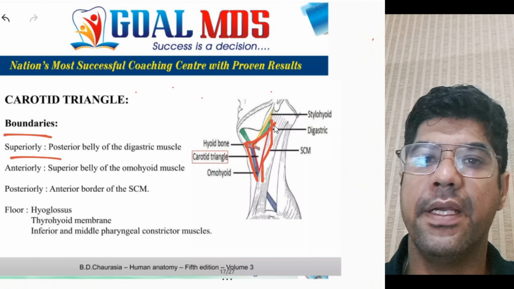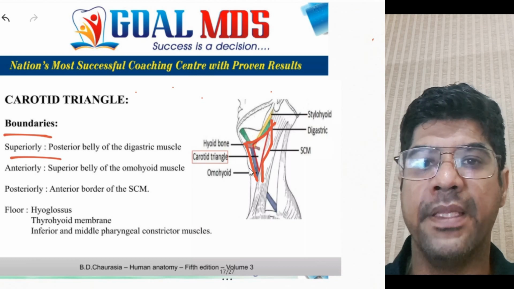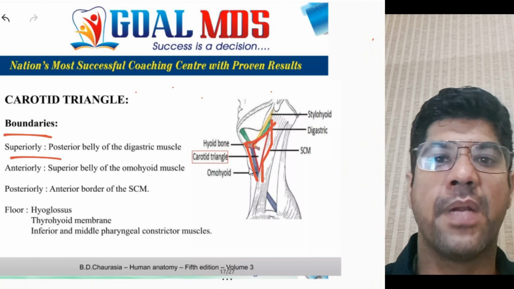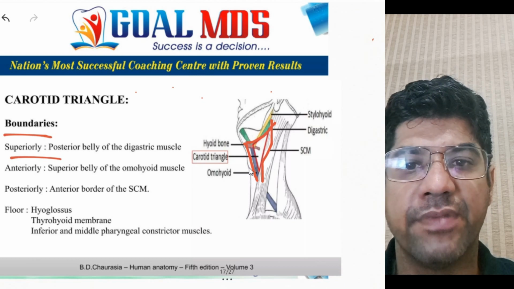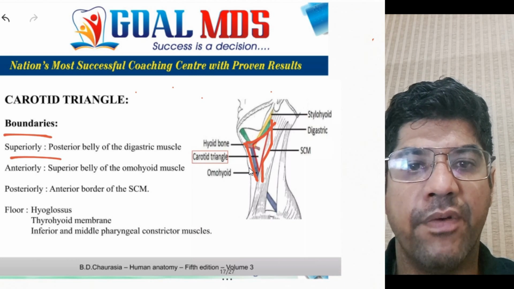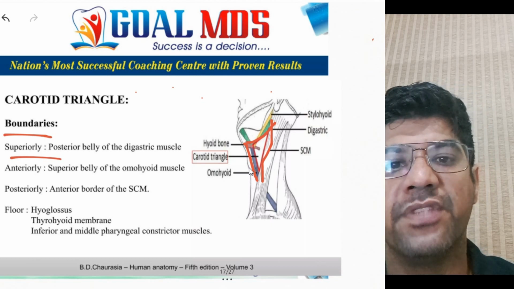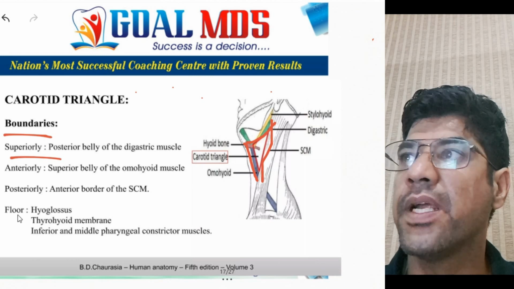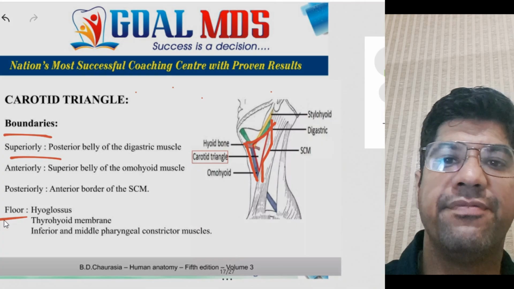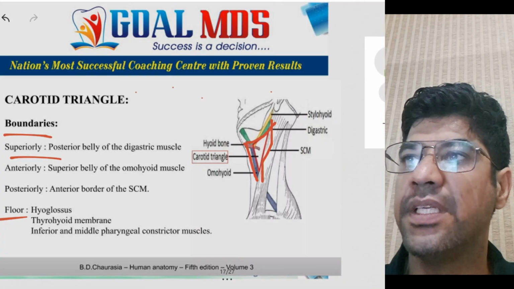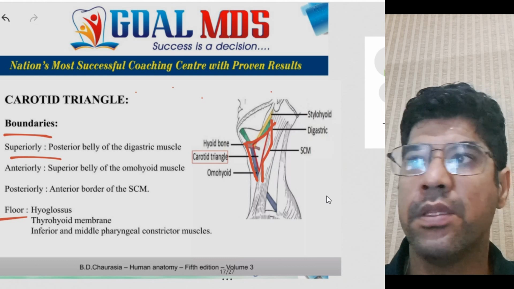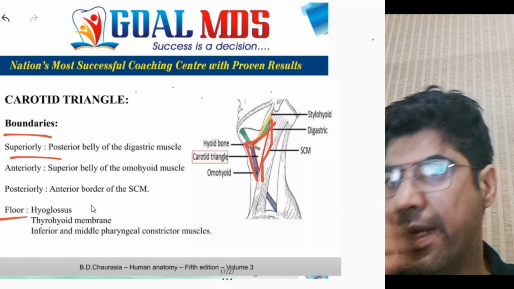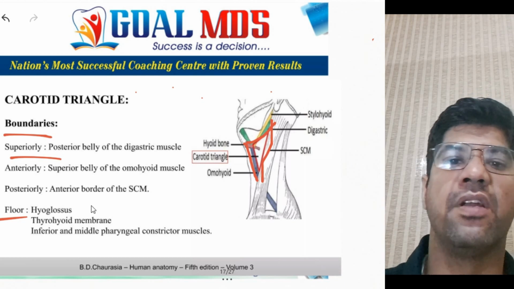The roof of the triangle is formed by the skin, superficial fascia that contains the platysma muscle, the cervical branch of the facial nerve, the ascending branch of the transverse cutaneous nerve of the neck, and the deep fascia that encloses the submandibular salivary glands. The floor of the triangle is formed by the mylohyoid muscle anteriorly, the hyoglossus muscle posteriorly, and a small portion of the middle constrictor muscle of the pharynx.